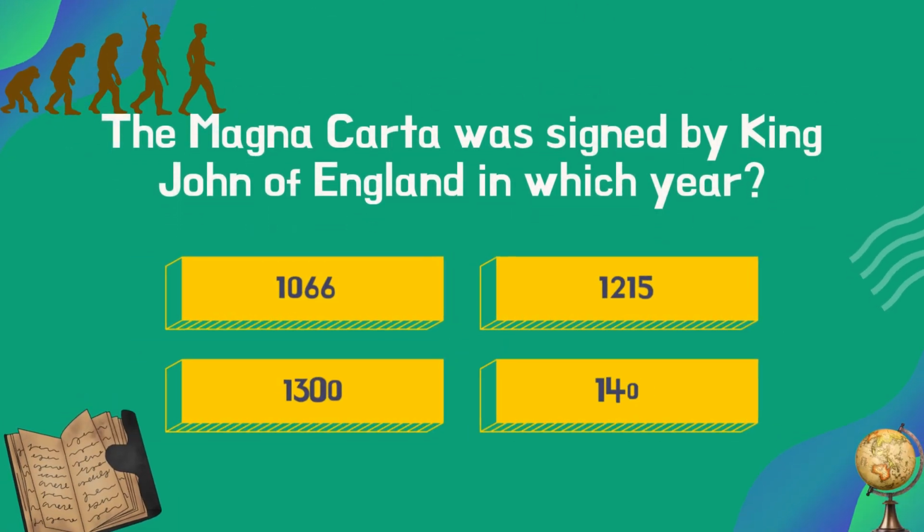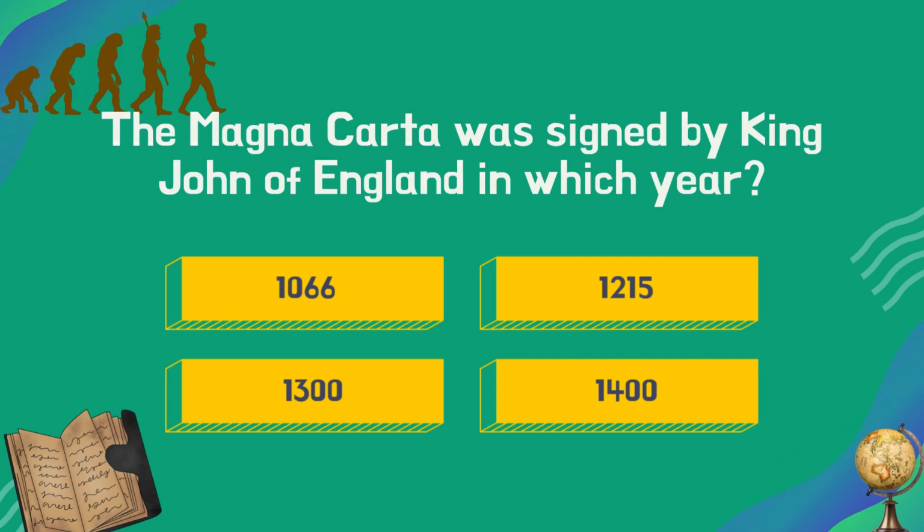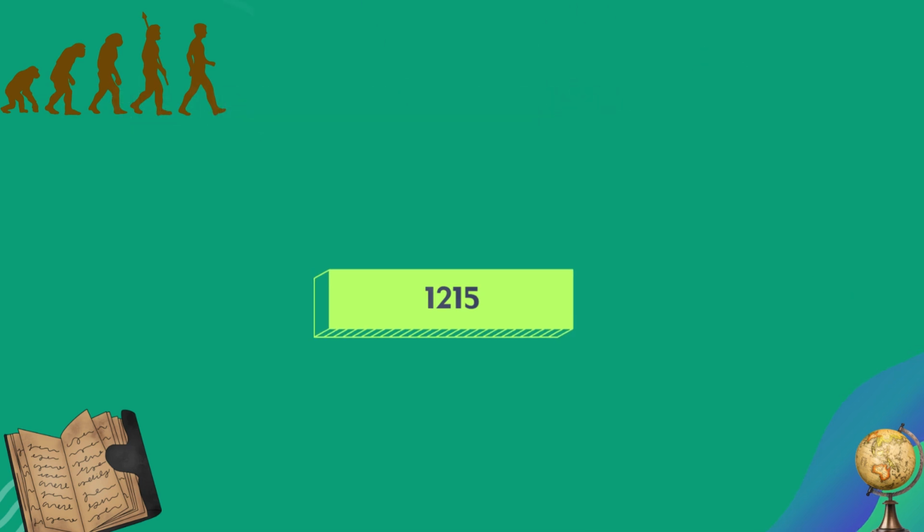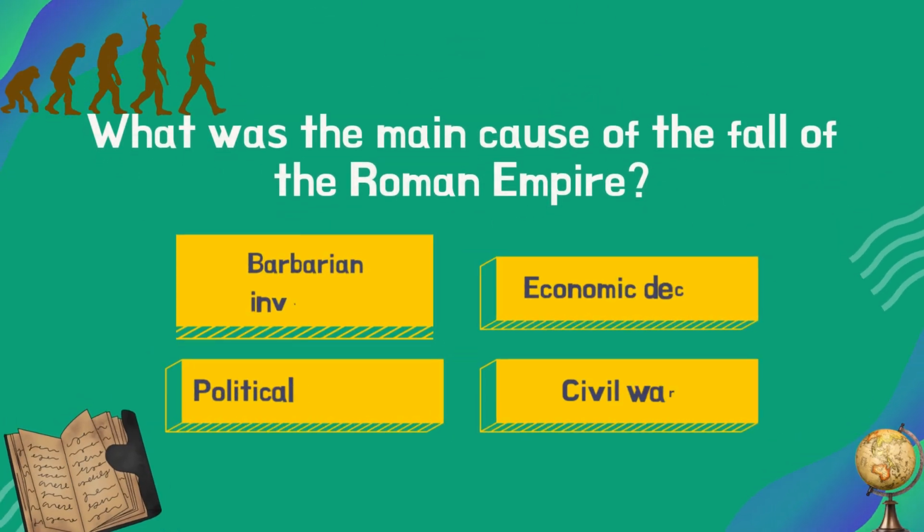The Magna Carta was signed by King John of England in which year? What was the main cause of the fall of the Roman Empire?